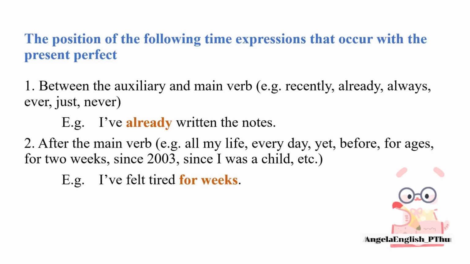Definition of the following time expressions that occur with the present perfect. 1. Between the auxiliary and main verb, e.g. recently, already, always, ever, just, never. For example, I've already written the notes. 2. After the main verb, e.g. all my life, every day, yet, before, for ages, for 2 weeks, since 2003, since I was a child, etc. For example, I've felt tired for weeks.